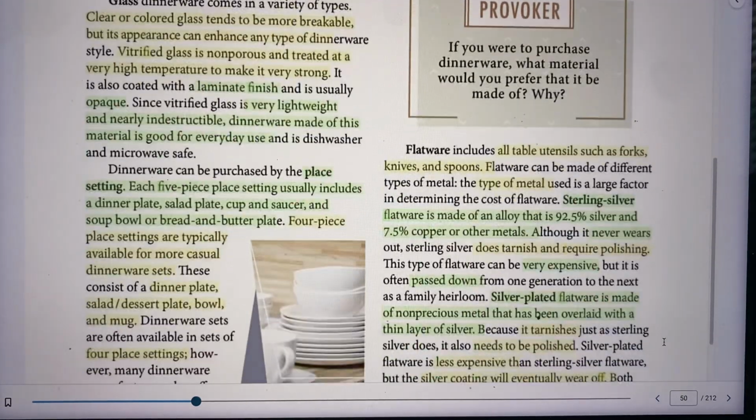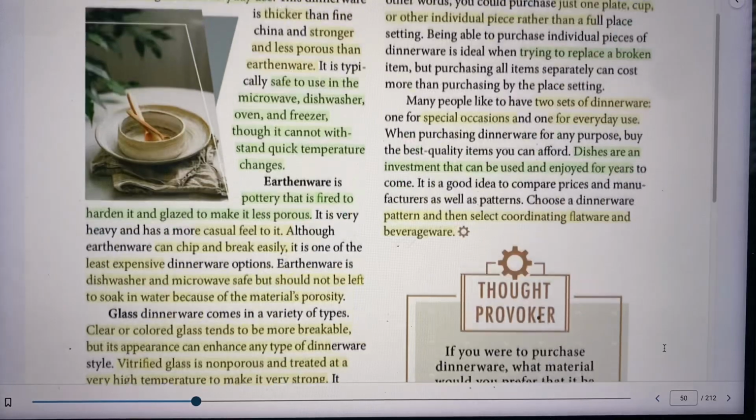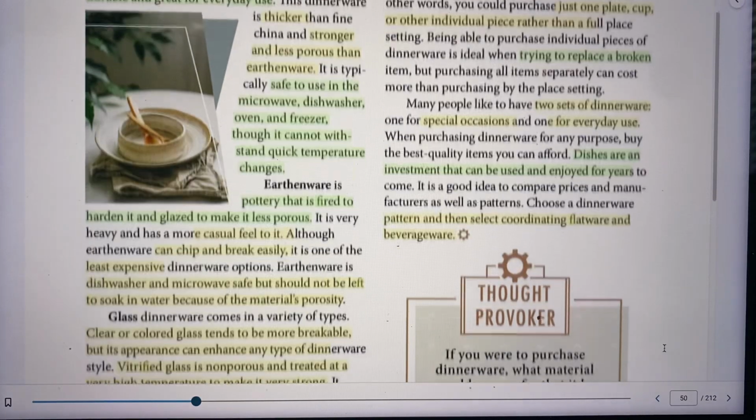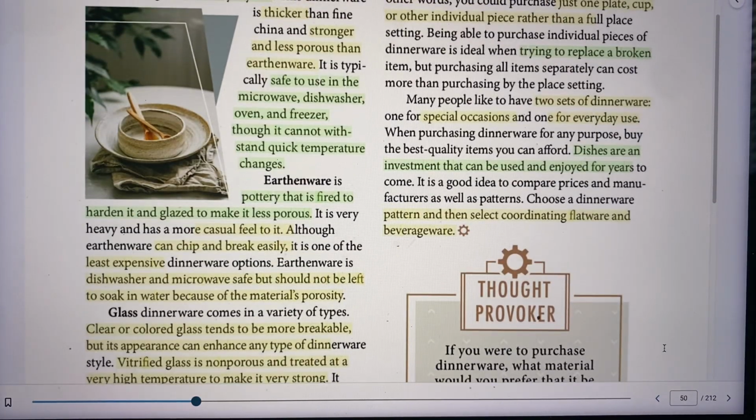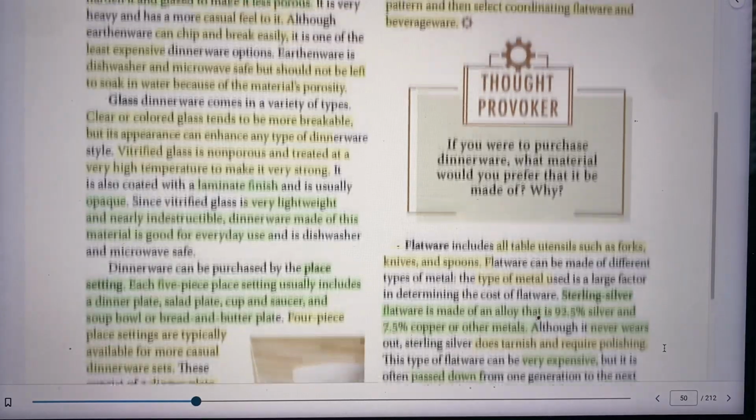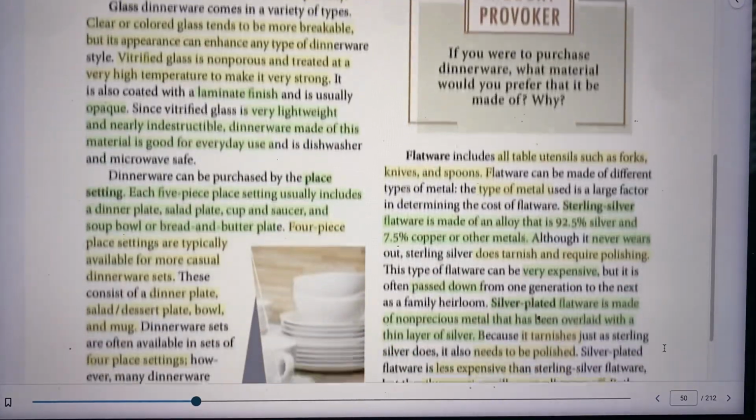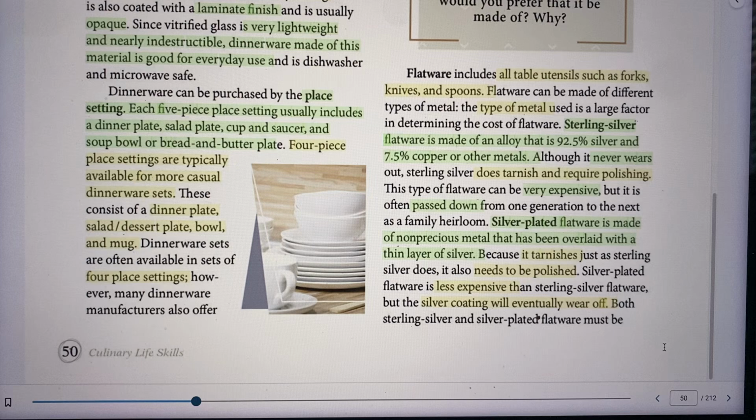It says, if you were to purchase dinnerware, what material would you prefer and what would it be made of? I think I would like the vitreous glass material, or Corelle, which is a type of vitreous glass. Earthenware is very heavy and pottery-like. I'm not sure if I like that, unless, like when you go to a restaurant and they have very heavy earthenware plates.